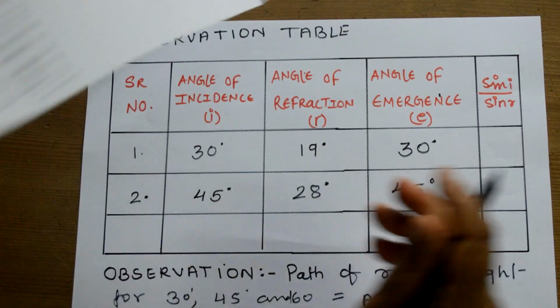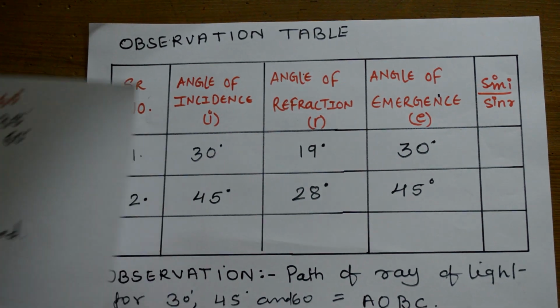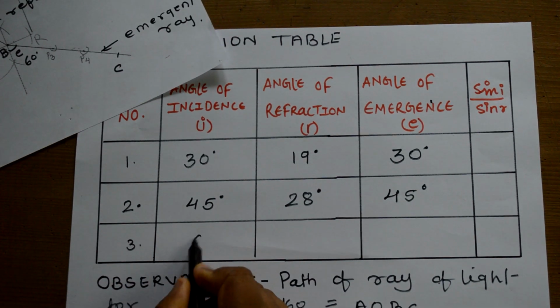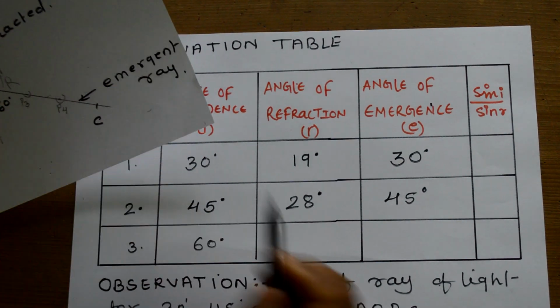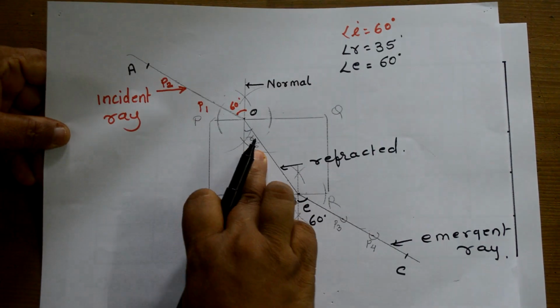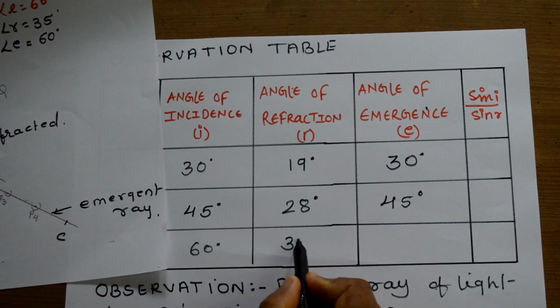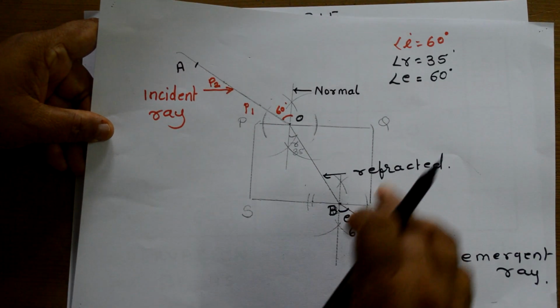For 60 degrees, the angle of incidence is 60 degrees. The angle of refraction is 35 degrees. The angle of emergence is 60 degrees, children.